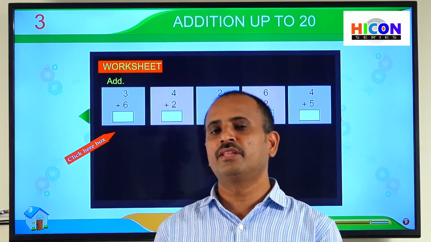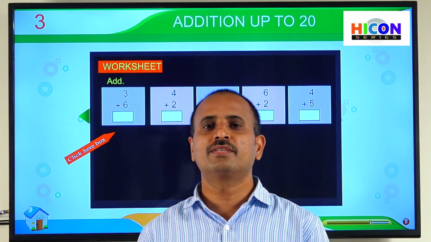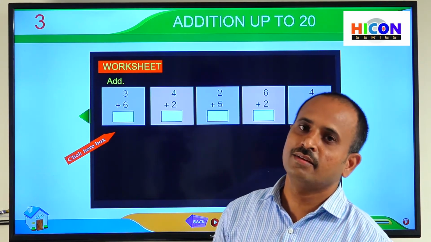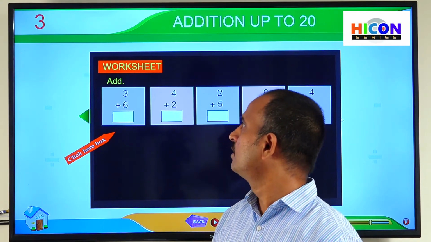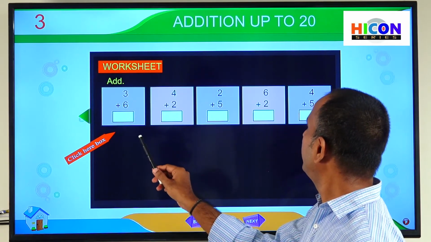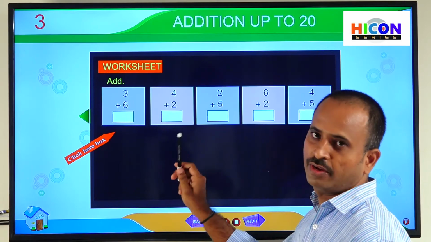Next, the third part in the worksheet. The third part is on vertical addition. Already we have discussed how to do the vertical addition. Vertical addition means writing one number below the other and adding. That is called vertical addition. There are a total of 5 problems on vertical addition. So let us practice one by one.